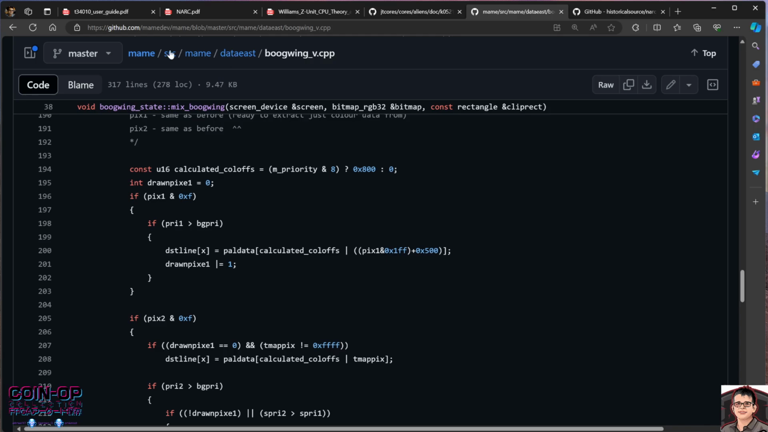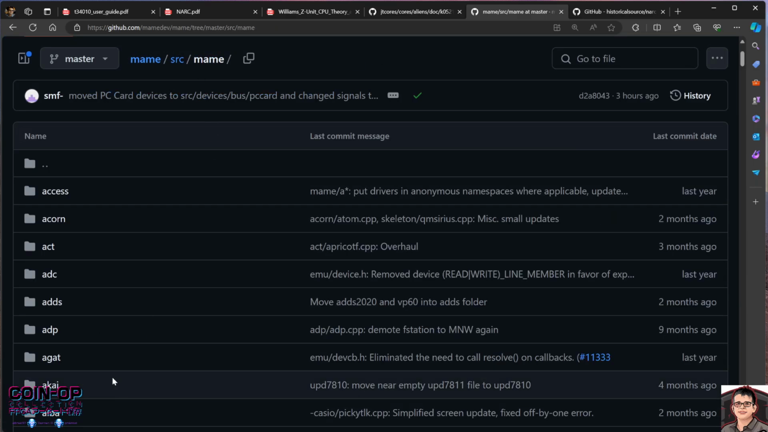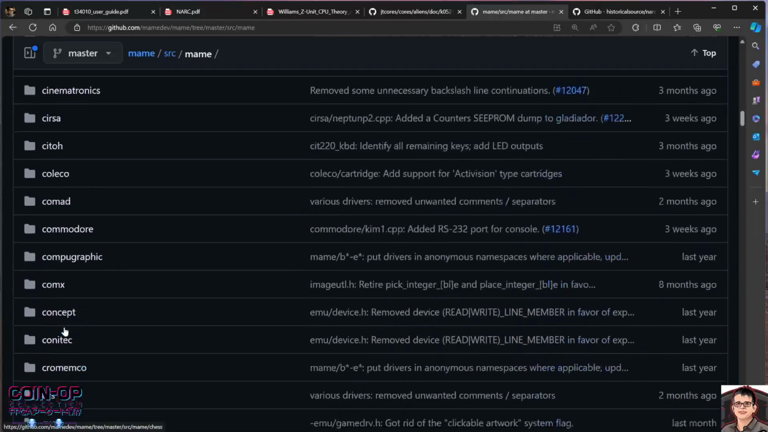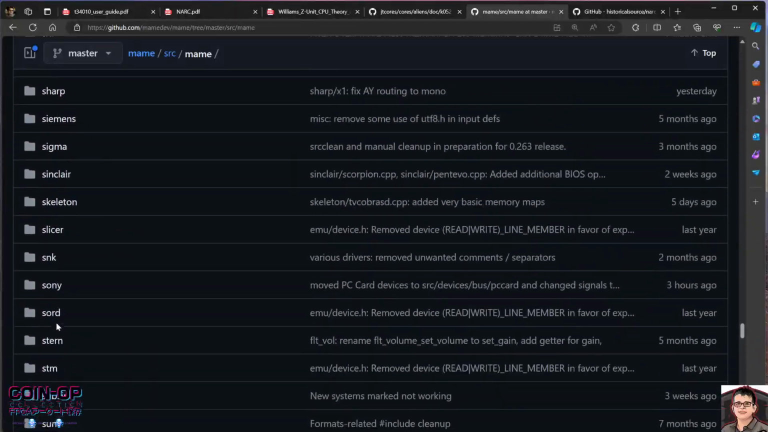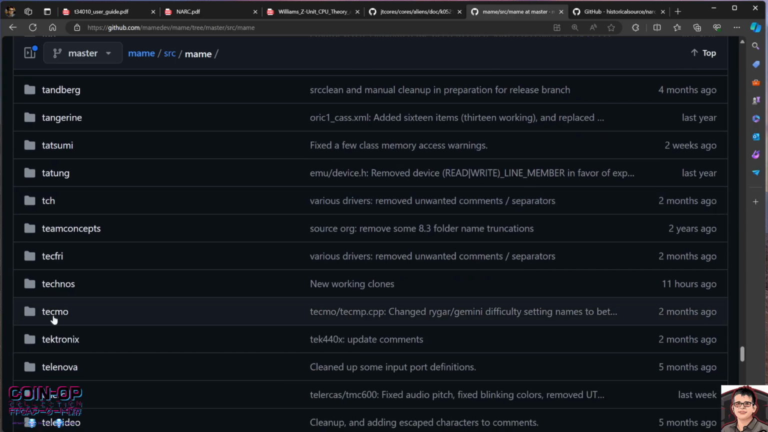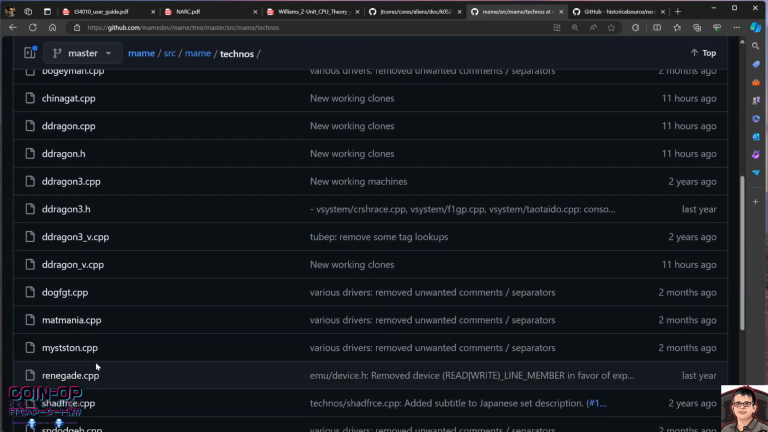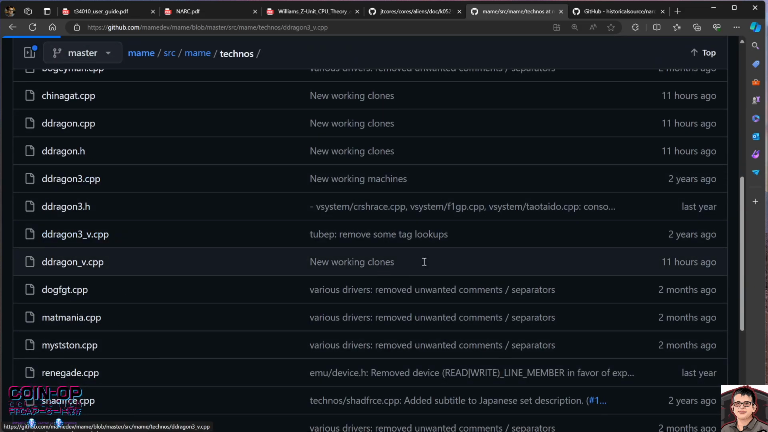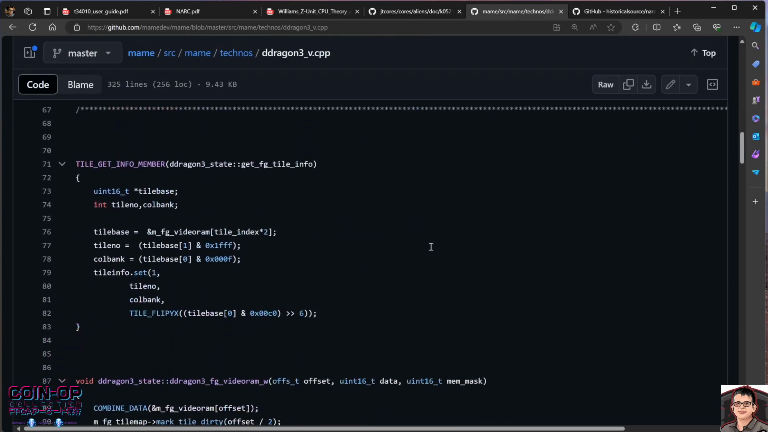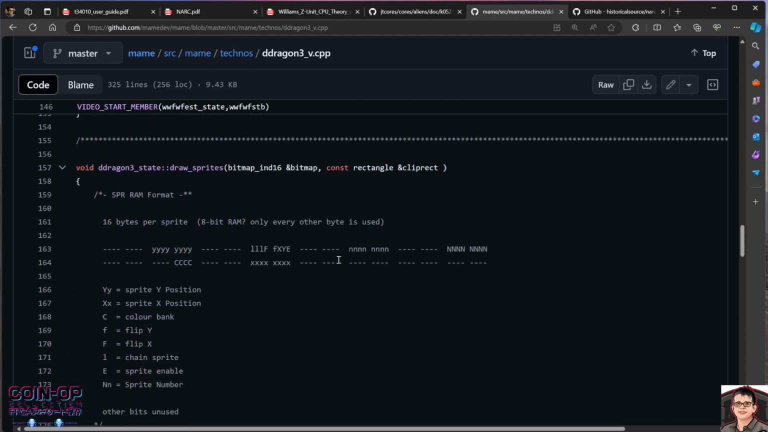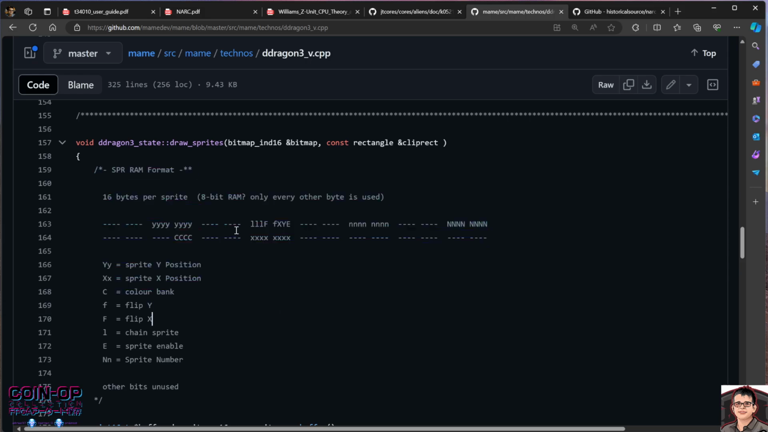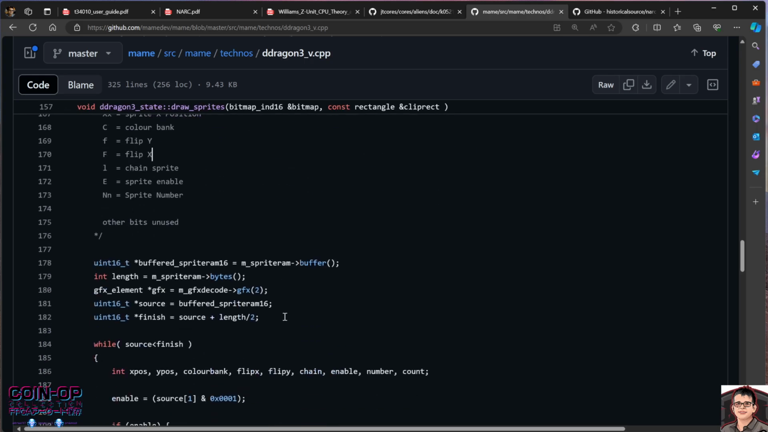Okay, and I'll show you one example of an exception. I'm going to go to Technos, which is what I implemented recently, right? I will go to this, for example. Okay, so you see this. This is the hardware for Double Dragon 3, right? So I follow this, and see here, this is the RAM format that I'm talking about. Obviously I know what the RAM format is, because I know it was reverse engineered, and I know it's documented in this file. So I follow that. I know what that is.